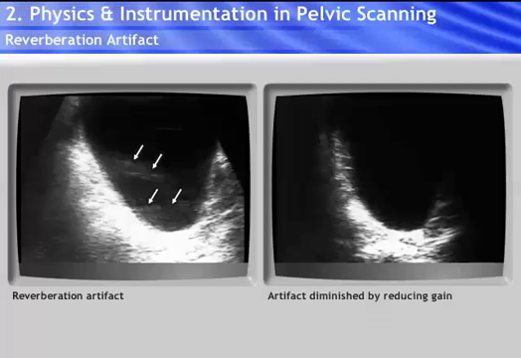One type of artifact is called reverberation. Reverberation artifacts are phantoms that appear on the ultrasound screen because of echoes that bounce between the probe and tissues. They are most commonly seen in fluid-filled spaces, such as the gestational sac. Care must be taken to distinguish the yolk sac from artifact. Artifacts can often be diminished by decreasing the gain.